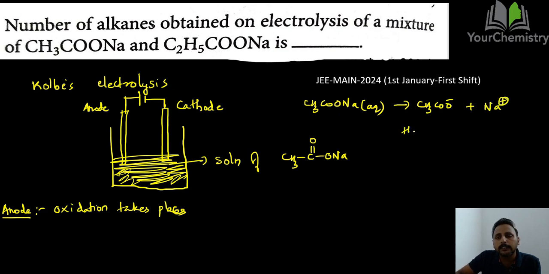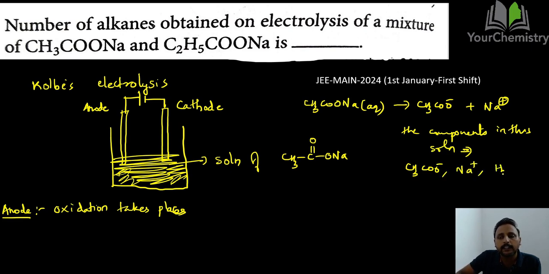So the components in the solution, if you see, what are the different components in this solution? There is acetate ion, CH3COO minus, Na plus, and H2O. These are the three different species present in this particular solution. So they are the species which undergo change when electricity is passed.